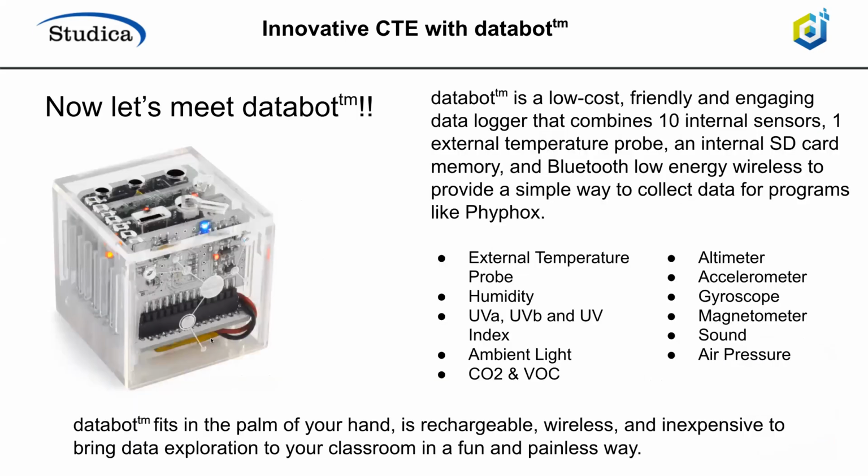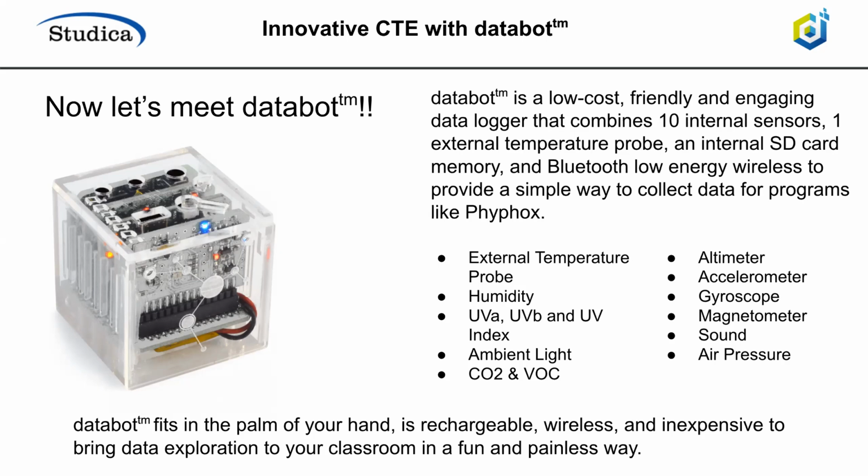So this is a picture of databot. It's 1.67 inches or 42.5 millimeters on a side. It's a cube. And it is basically an all-in-one device. So it's crystal clear polycarbonate. It's tough as nails. It's been dropped. It's been stuck inside Nerf footballs. It's been kicked. It's been sent up on a drone. It's been sent up in kites, weather balloons.